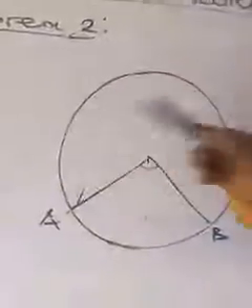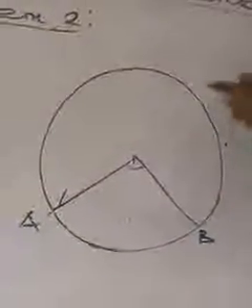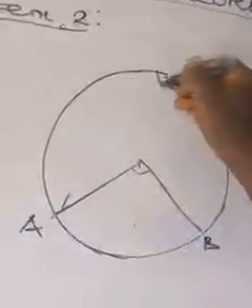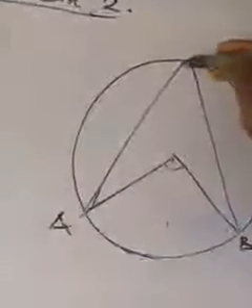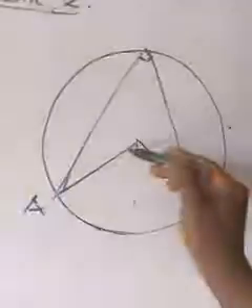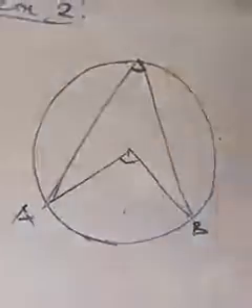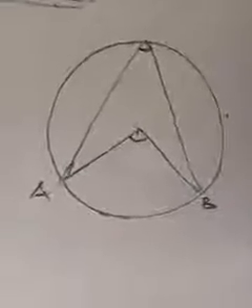Then the remaining part of the circumference is the major arc. So if we have an angle subtended at this very point here, it means that this angle is twice this angle. How can we prove this?